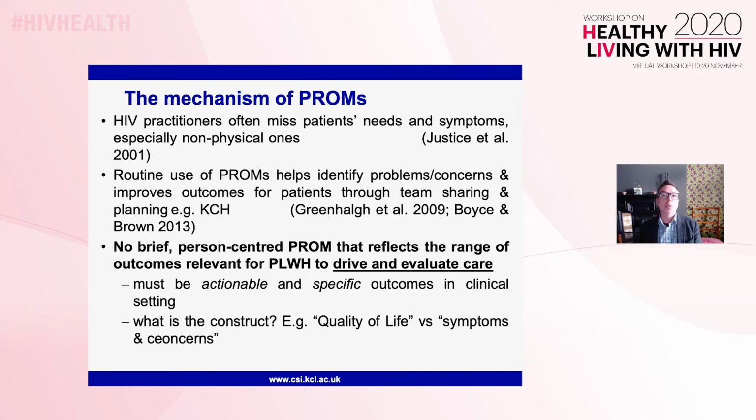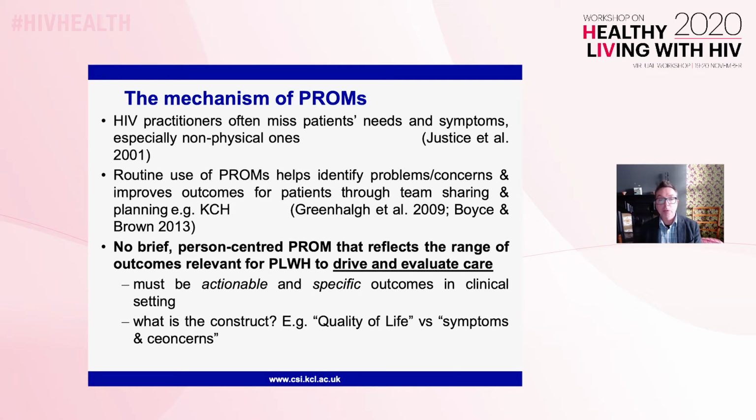So in terms of patient-reported outcome measures, what's the mechanism? What are we trying to achieve? Well, we know from the early work of Amy Justice in the USA that HIV practitioners often miss patients' needs and symptoms, especially non-physical ones. And she showed in research that an HIV clinician will detect around a third of patients' concerns during a clinical assessment. We also know from the broader PROM literature that if you routinely use PROMs, it can help identify problems and concerns, and helps improve outcomes for patients, and that's through team sharing and planning. So using routine data that's been collected to inform an assessment and to inform a care plan and to evaluate it.